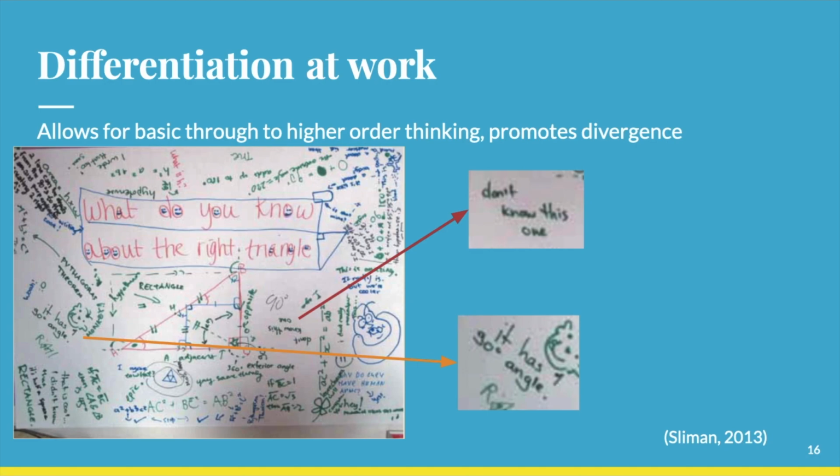Next we have, it has a 90-degree angle, which is something we might expect from the recall level of Bloom's taxonomy. Again, for some students this might be the stage that they're at, and this is being celebrated by their contribution to this activity.